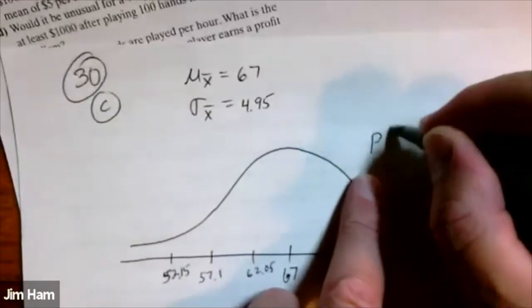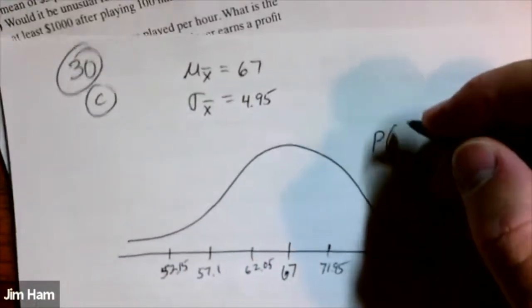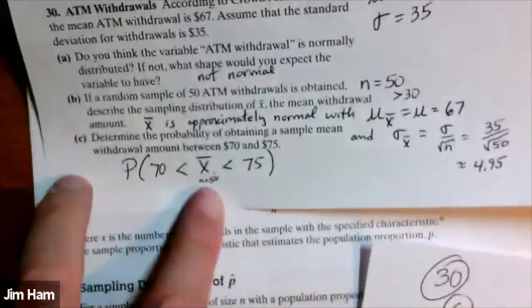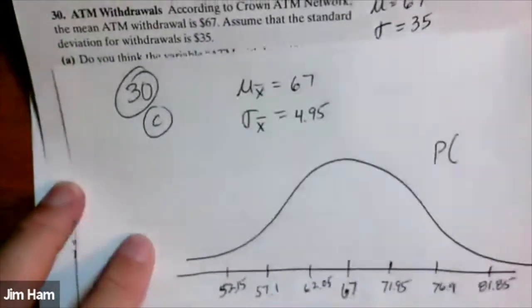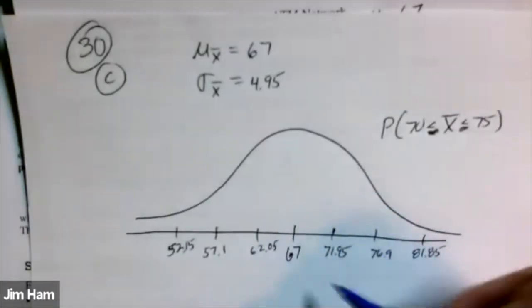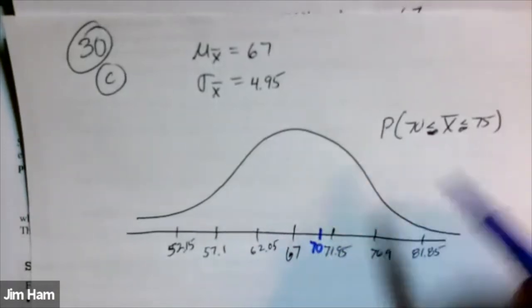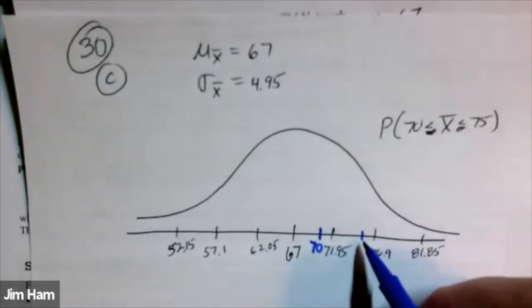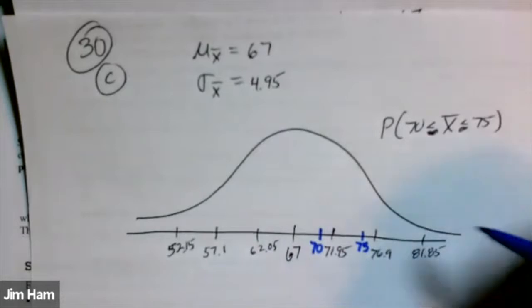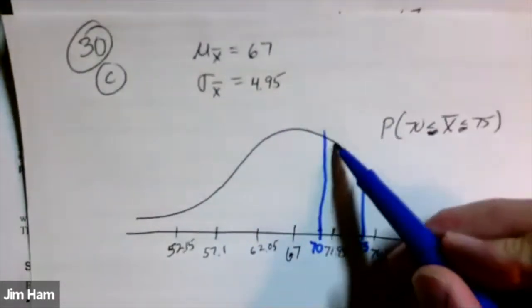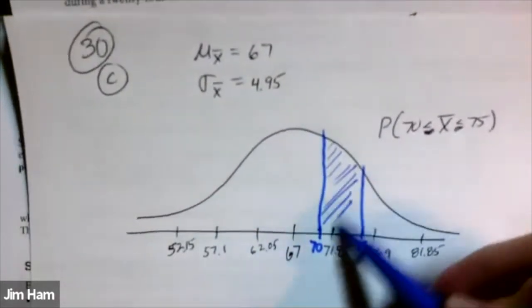And then in part C, they want us to calculate the probability that X bar is between 70 and 75. All right, so 70 is in here somewhere. Well, let's just call it right there. And 75 is over here somewhere. And so the region that we're interested in is this little slice here.